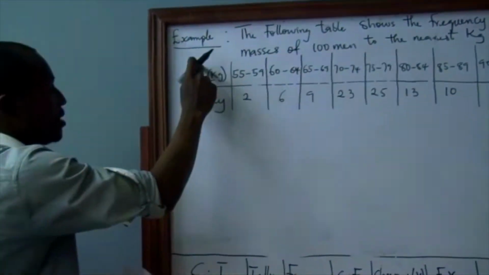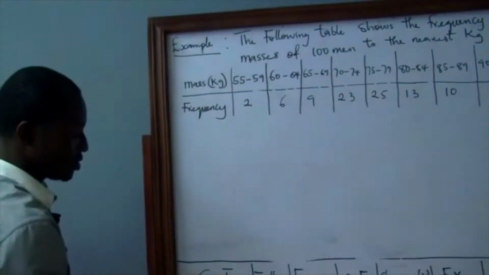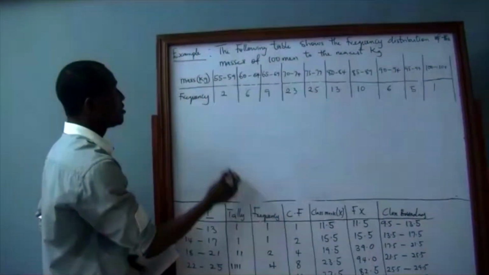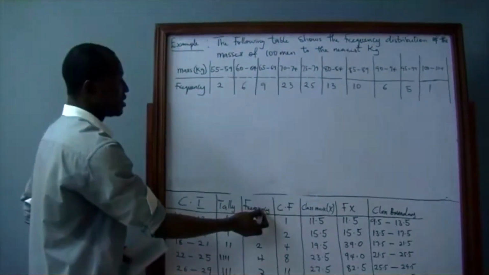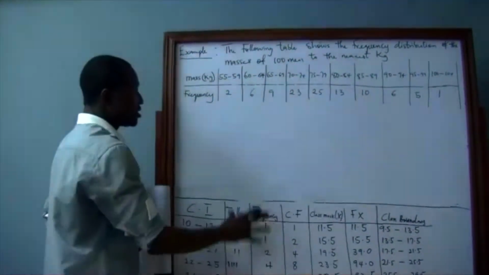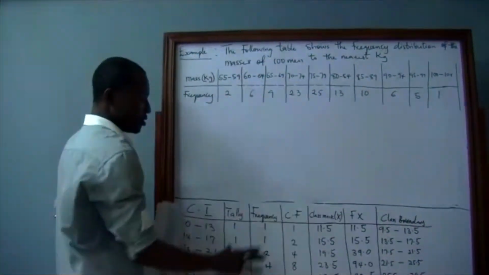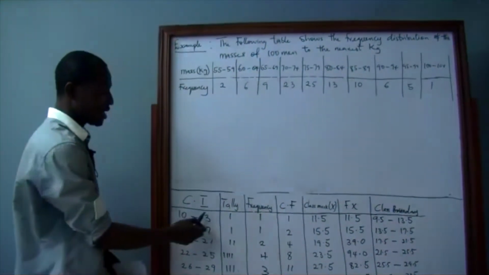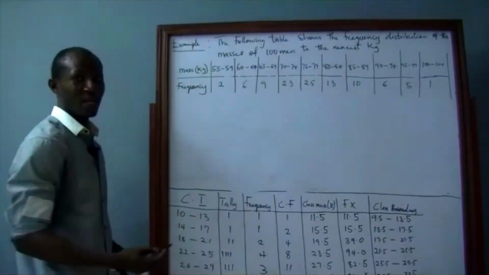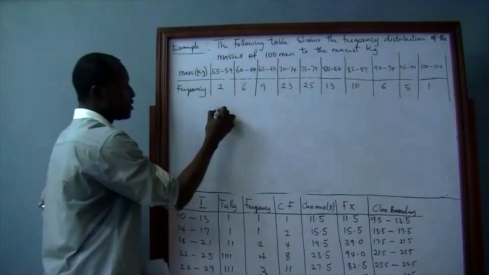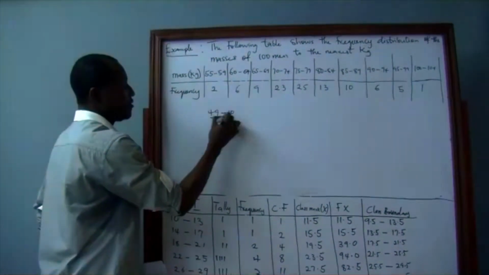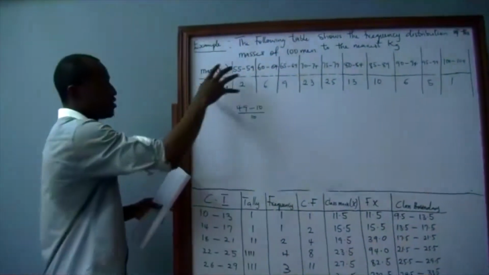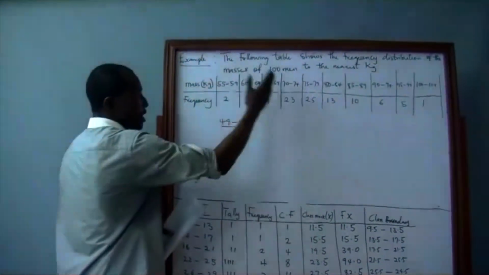Then the mass in kg here becomes class interval. Then we put the tally. Then the frequency, which is this. So our own is just to repeat what we have in the question. Then we can move on. Instead of trying to find out what the class interval would be, the one we did earlier where we were doing 49 minus 10 divided by 10, you don't have to do this again, since the question has already been classified into classes.